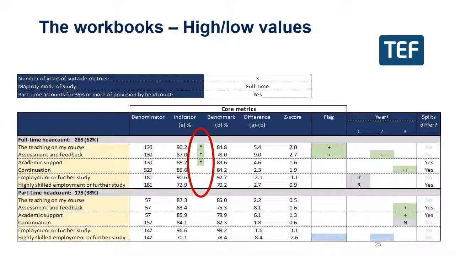These markers are only applied to the indicator. They're unbenchmarked, so they don't take into account the provider's mix of students or subjects. They only apply to the core metric indicator and the supplementary LEO metric indicators. We don't calculate or identify high and low absolute values for any of the split metric categories.